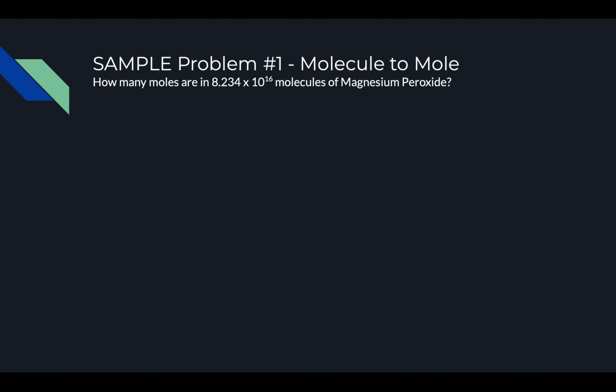Now on to sample problem 1, molecule to mole. So the problem is, how many moles are in 8.234 times 10 to the 16th molecules of magnesium peroxide? We see molecules and moles in the question, so we have to find that conversion. First, we're going to list the givens and finds.